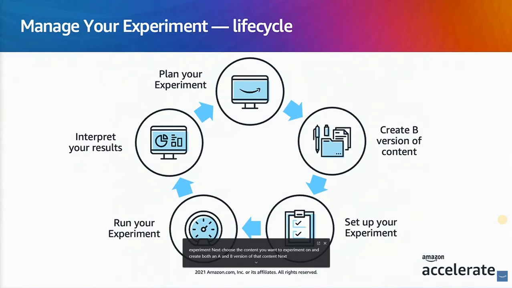Next, use the MYE tool to complete the setup of your experiment, and finally, run your experiment. Experiments typically run from 8 to 10 weeks to get the best results, but can be run for as little as 4 weeks. When your experiment concludes, you can interpret these results and feed these learnings back into planning your next experiment to continue growing and succeeding in the Amazon store.